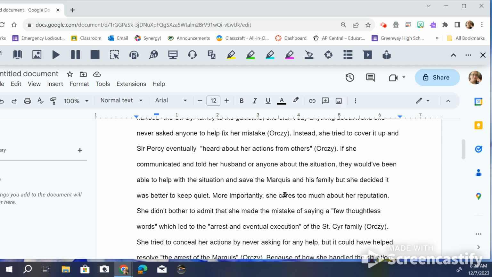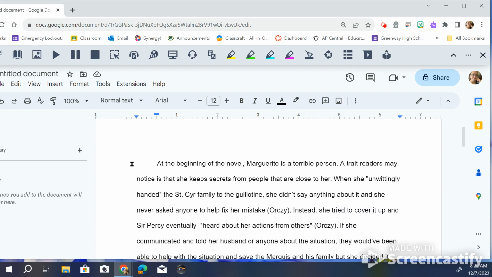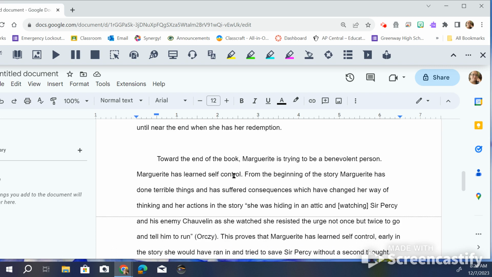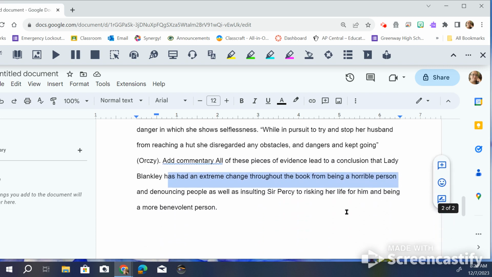I thought I was going to change 4 things. I ended up changing 3 things because we have a natural writer in the group that I pulled from. So at the beginning of the novel, Marguerite is a horrible person. All in all, Marguerite is an awful and vile person until near the end when she has her redemption. Toward the end of the book, Marguerite is trying to be a benevolent person. All of the pieces of evidence lead to the conclusion that Lady Blakeney had an extreme change throughout the novel from being a horrible person and denouncing people, as well as insulting Sir Percy, to risking her life for him and being a more benevolent person.